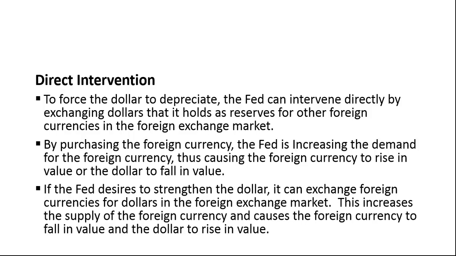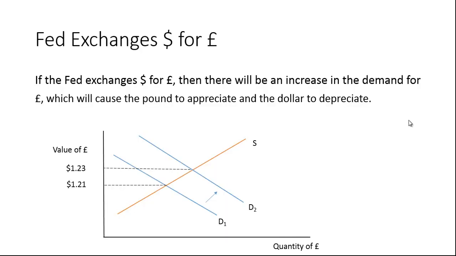What this essentially does is affect either the demand for the foreign currency or the supply of the foreign currency. By purchasing the foreign currency, the Fed is increasing the demand for the foreign currency, thus causing the currency to rise in value, or likewise, the dollar to fall in value. If the Fed desires to strengthen the dollar, it can exchange foreign currencies for dollars in the exchange market. This increases the supply of foreign currency and causes the foreign currency to fall in value and the dollar to rise. So we can take a look at a couple of graphs here.